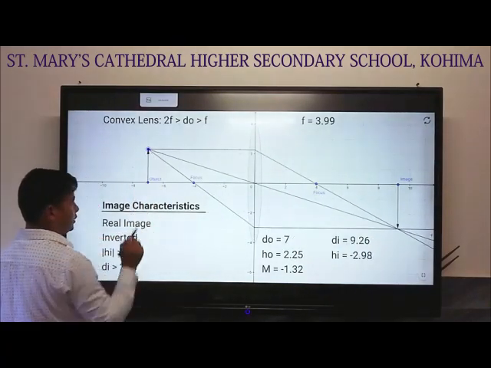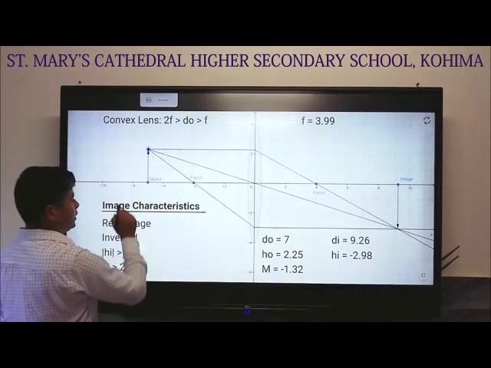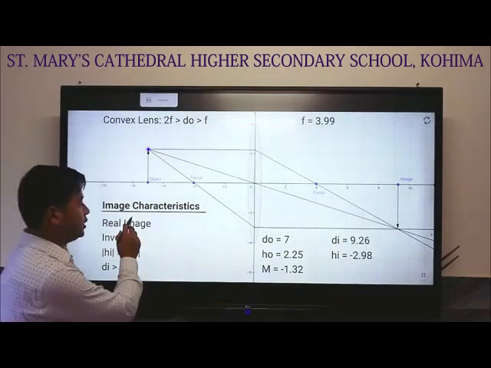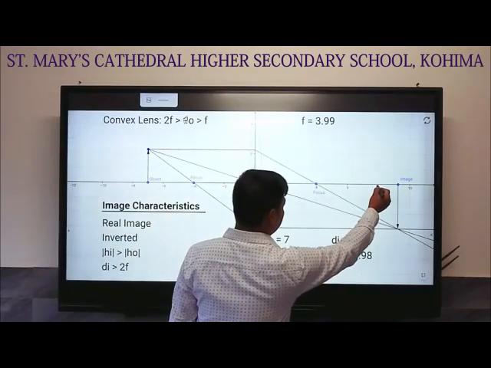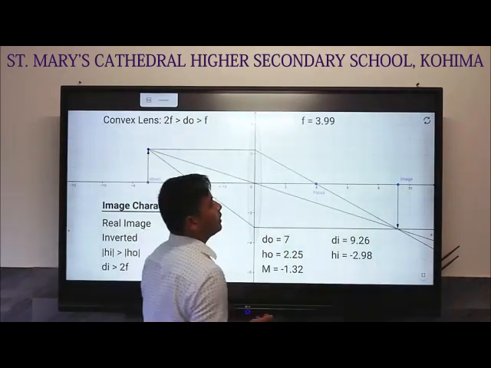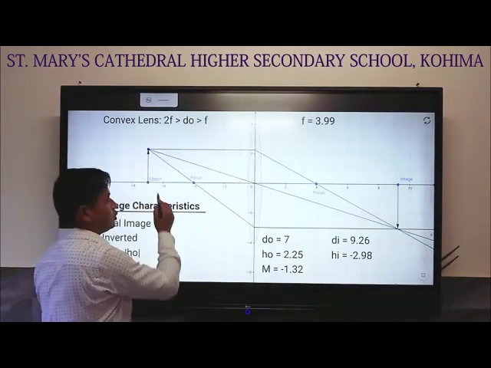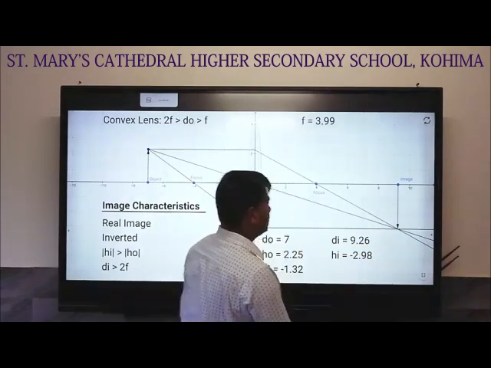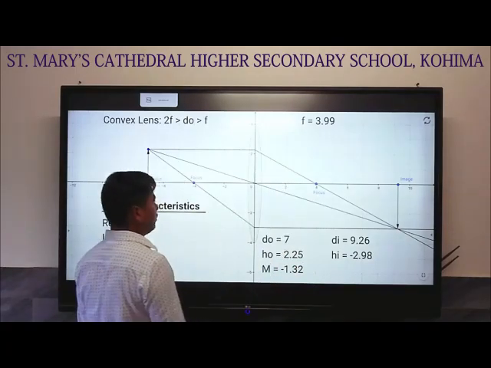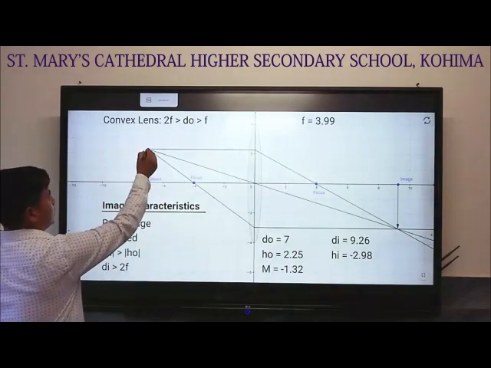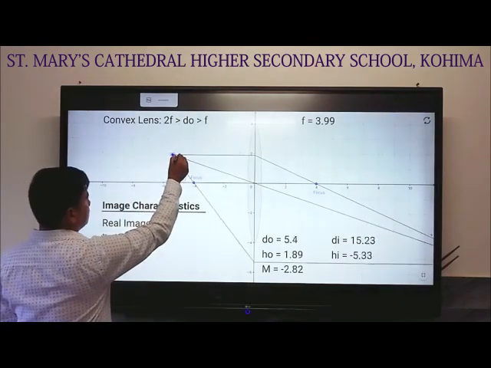So let us put the object here, and then we can conclude that when an object is placed between the focus and center of curvature in front of the lens, then the image is formed beyond the center of curvature. The size of the image is enlarged, and the type of image formed is inverted and real. So now let us consider the next position, when the object is placed at the focus.